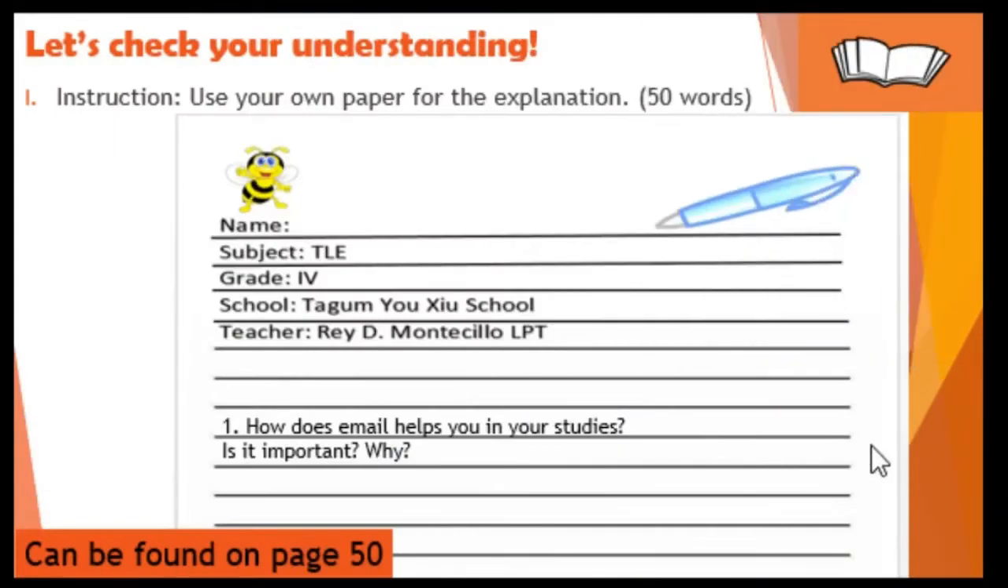Since you are done watching, let's try to check your understanding. Instruction: just use your own paper for the explanation. Take note, all of your words should not be less than 50. Indicate your name, subject, grade level, school, and teacher. For question number 1, how does email help you in your studies? Is it important? If yes, why? If no, why? This question can be found in your book on page 50.